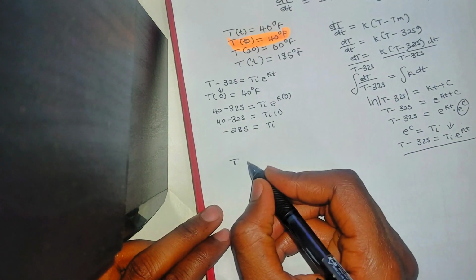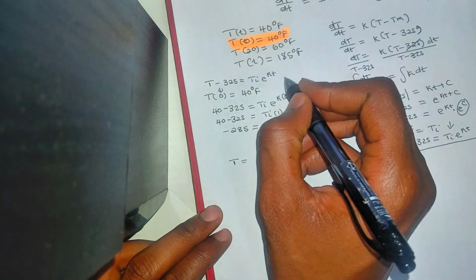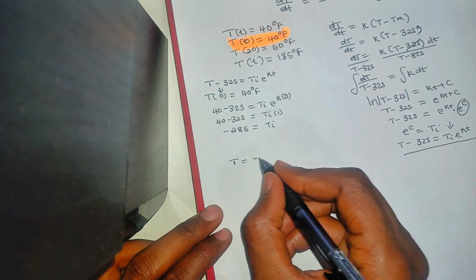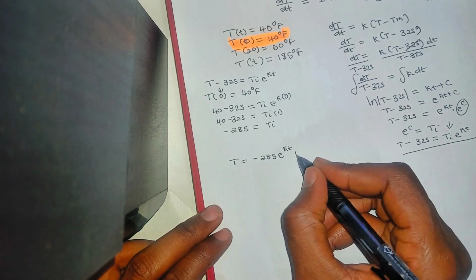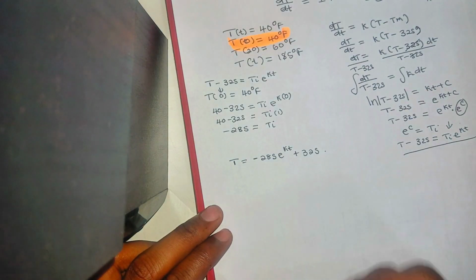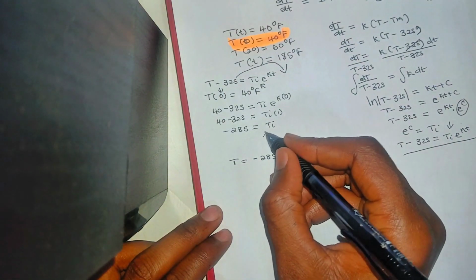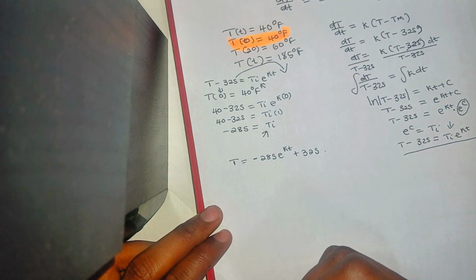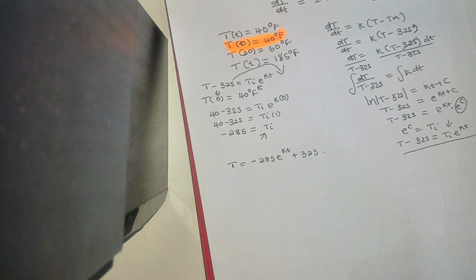So our complete equation is T is equal to, taking this to that side, negative 285 e to the power kt plus 325, right? So we took this to that side, and then from there we substitute what we just found. That is why our equation is like this, right? Now we need to find our constant k.